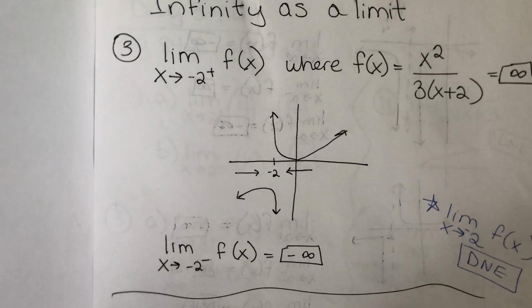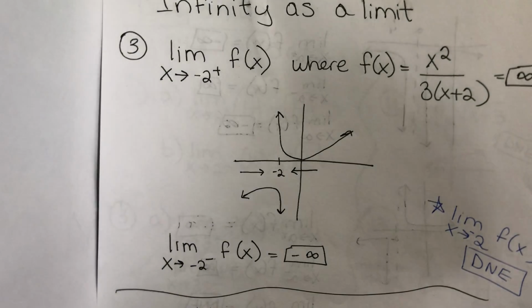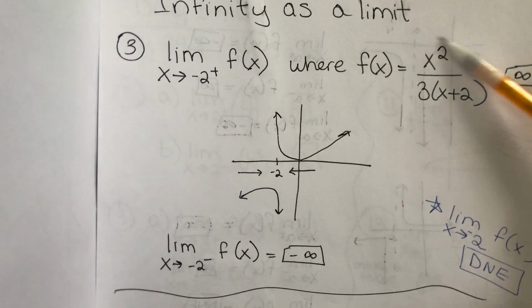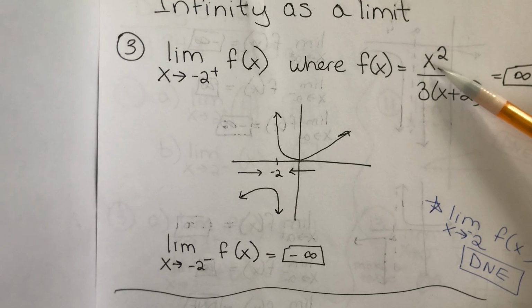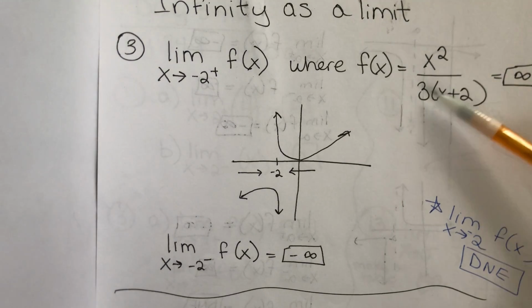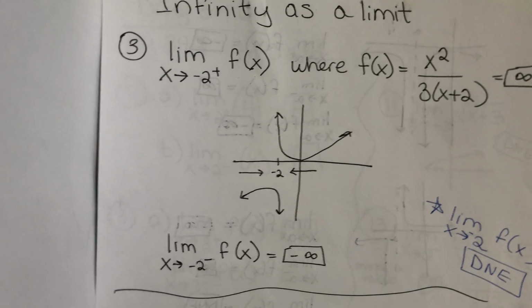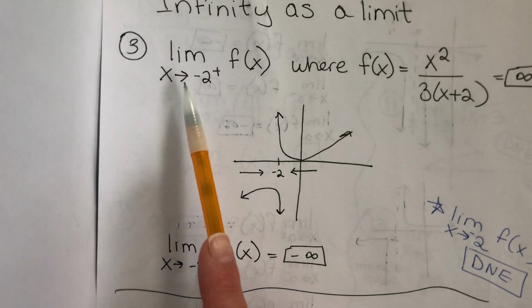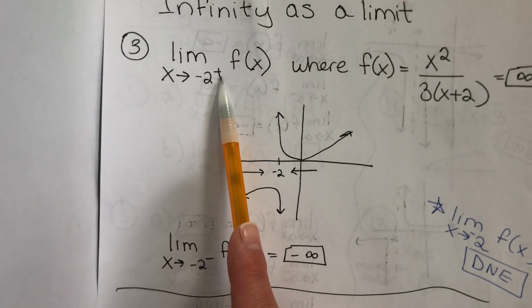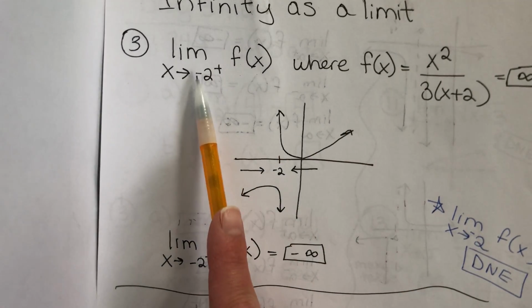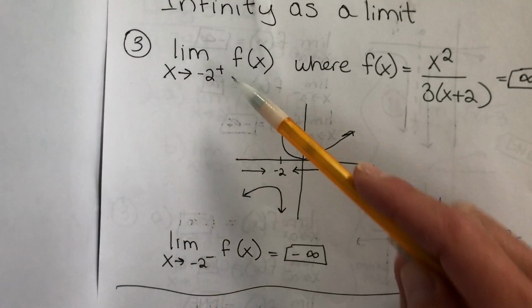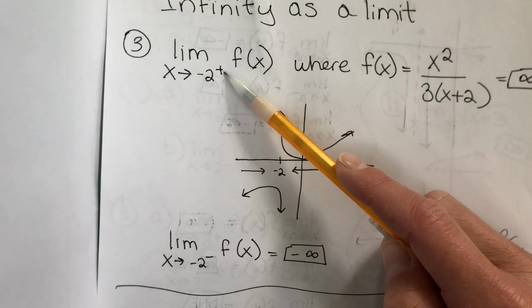Okay, so here we've got another graph. f(x) is this function here, x squared over 3 times x plus 2. And if you're looking at this graph, if I'm approaching -2 from the right, I want to make sure I put in a negative example in here, because that is -2. How we approach it is to the right of the number.